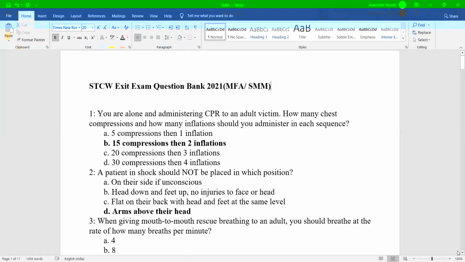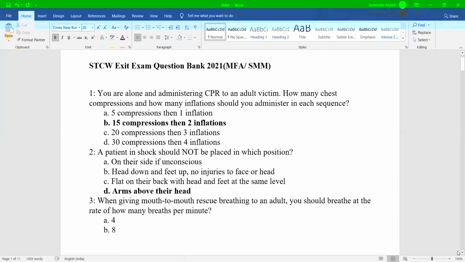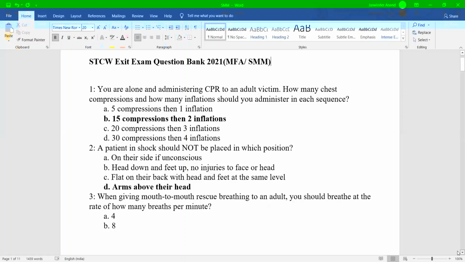B. Second question, a patient in shock should not be placed in which position? The options are on their side if unconscious, head down and feet up, no injuries to face or head, flat on their back with head and feet at the same level, arms above their head. So the answer is arms above their head.